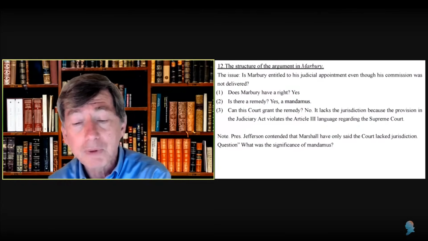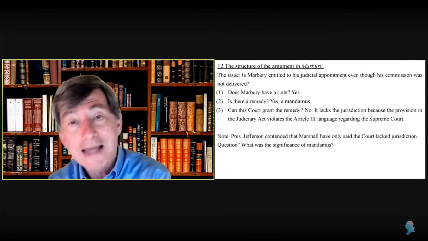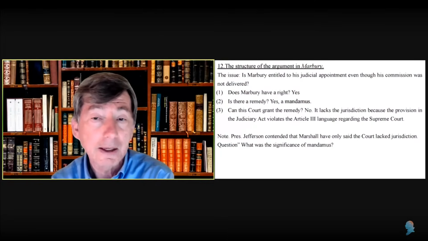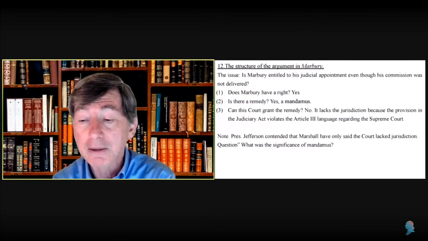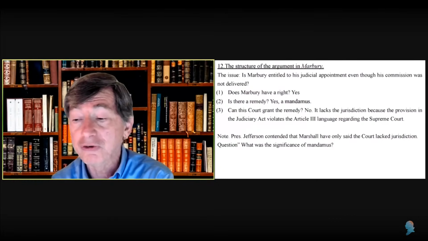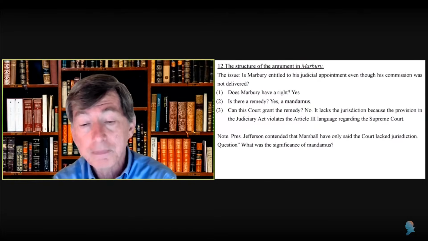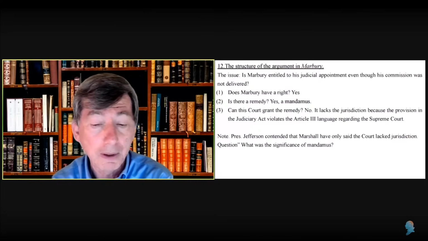Can this court grant the remedy? No. Why not? And you can debate whether Marshall did or did not interpret the Judiciary Act provision correctly, or whether he stretched it to reach the result he wanted. In any event, the court says it lacks jurisdiction because the provision in the Judiciary Act violates the language in Article 3 regarding original jurisdiction of the Supreme Court.